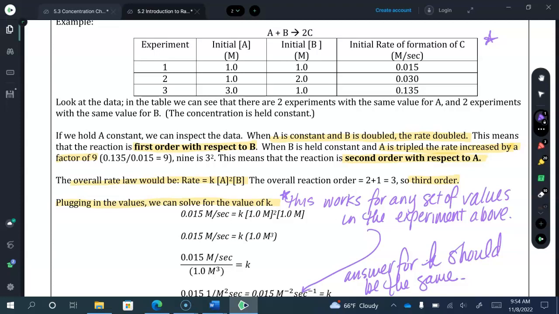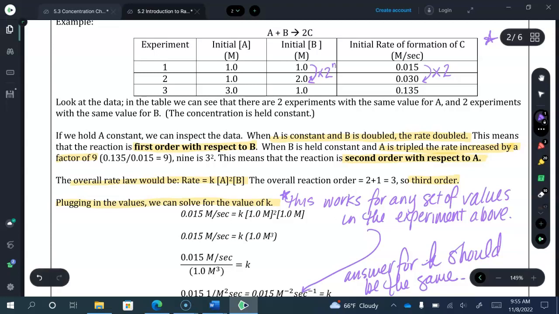When A is constant, as in experiments 1 and 2, we see that we double the concentration of B. And so when we then look at the initial rates, we see that if we multiply these by 2, the rate is doubled as well. This tells us that the reaction is first order with respect to B, because when one doubles, the other doubles.